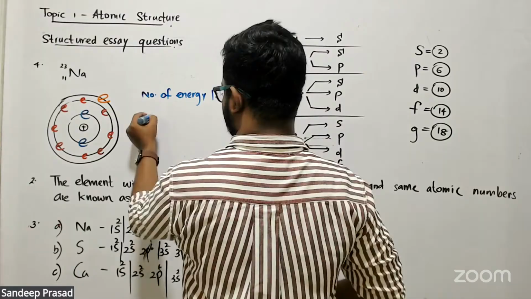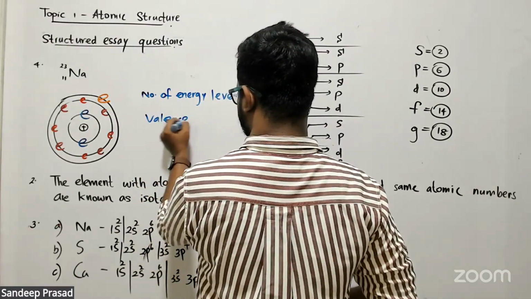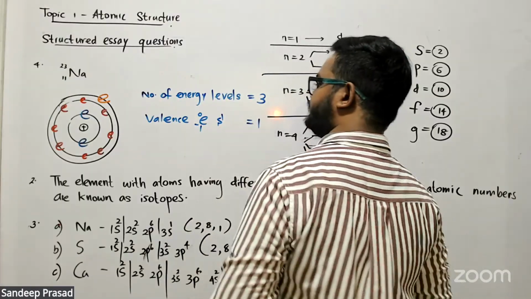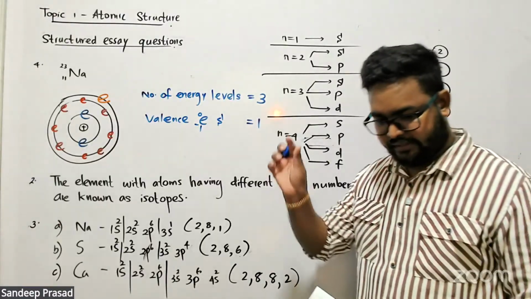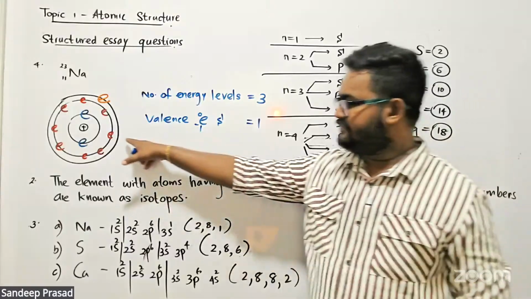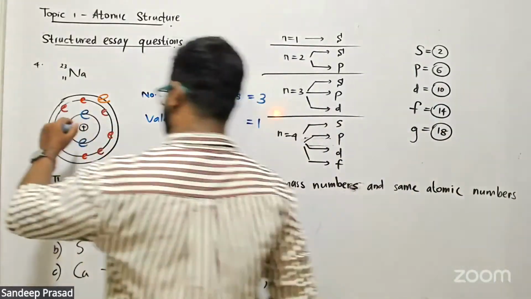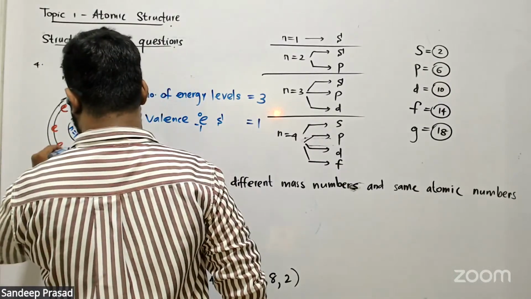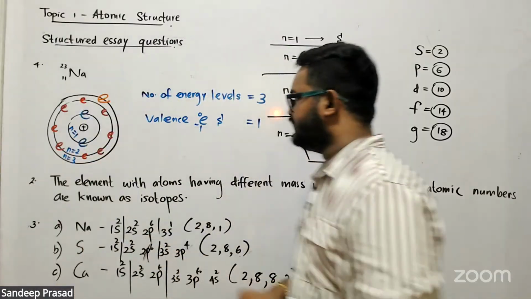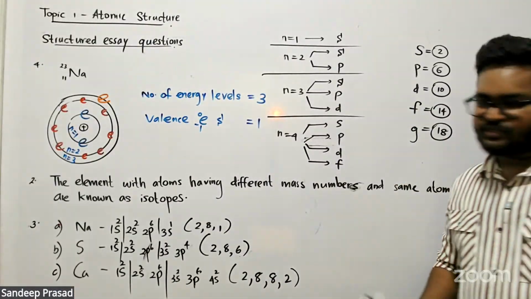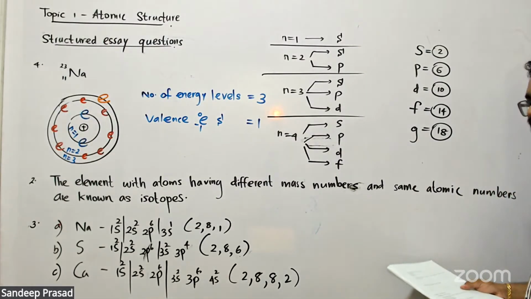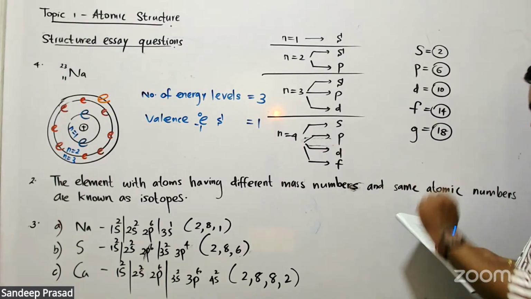And how many valence electrons are there? So there is only 1 electron. Valence electrons means, remember, the electrons located in the last principal energy level, the valence shell, right? This is n equal 1. This is n equal 2, the second principal energy level. This is n equal 3, the third principal energy level. The third principal energy level is the valence shell. So the number of energy levels will be 3 and the valence electrons will be 1.